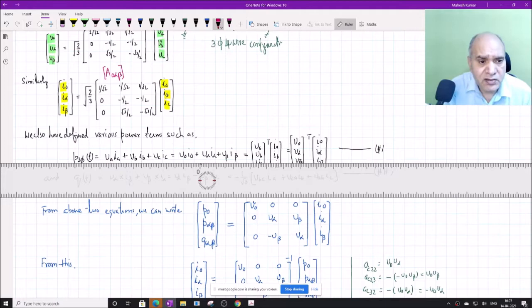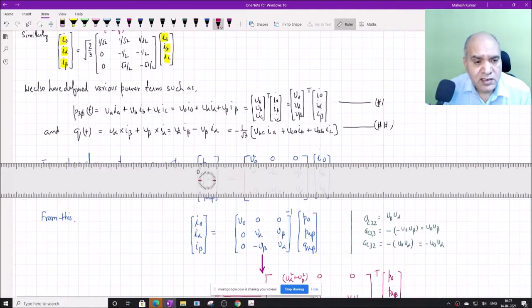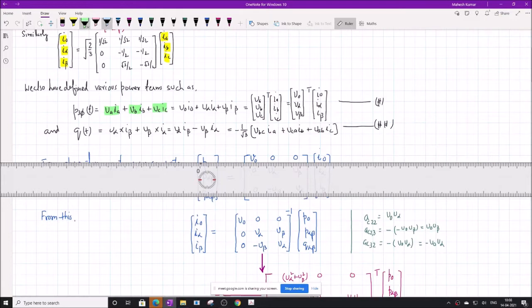And based on that, we developed terms like the three-phase instantaneous power and the instantaneous reactive power. So instantaneous active power is nothing but VA into IA. Conventionally, it is equal to VA into IA plus VB into IB plus VC into IC. That is also equal to V0 into I0 plus V alpha into I alpha plus V beta into I beta. This is called the inner product of the voltage and current vectors, either in the ABC frame or in the alpha beta frame. In any frame, this power is constant. We have proved that also.